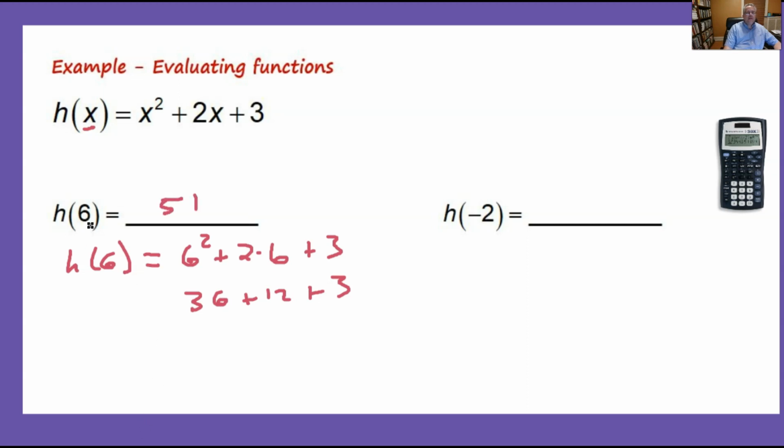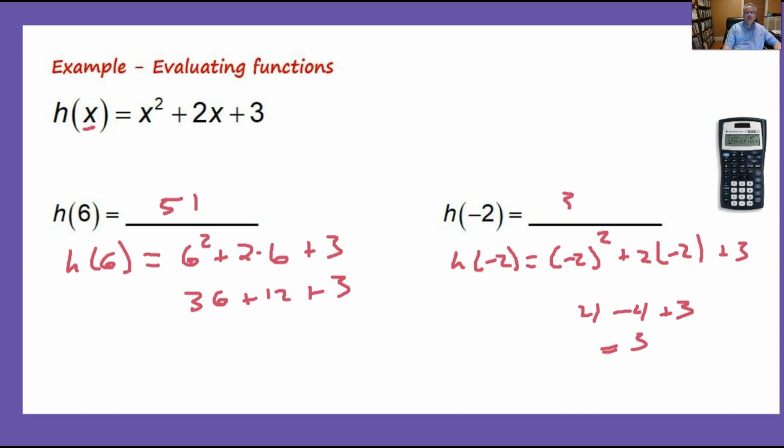Okay, so 6 is the input. h of 6 is the output, 51. All right, well, here we're going to substitute negative 2. We have to remember, when we put negative 2 for x and we square it, we need parentheses. So h of negative 2 is what I get when I put negative 2 in for x. That's negative 2 squared plus 2 times negative 2 plus 3. That's 4 minus 4 plus 3, which is 3.